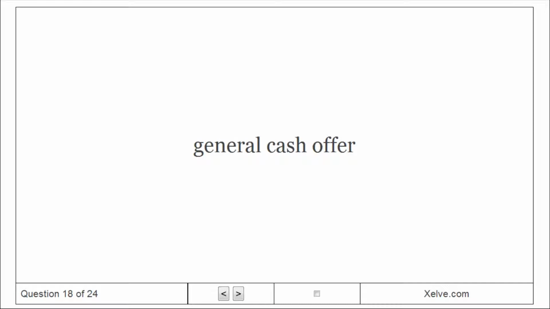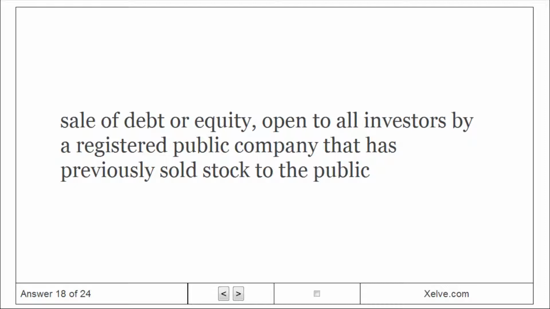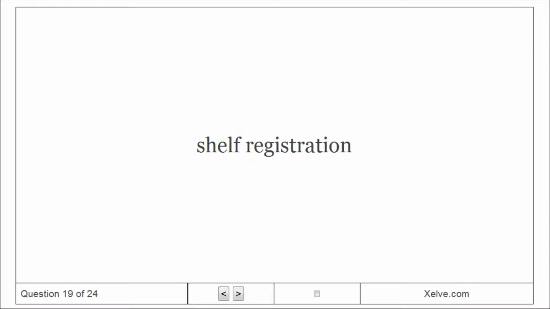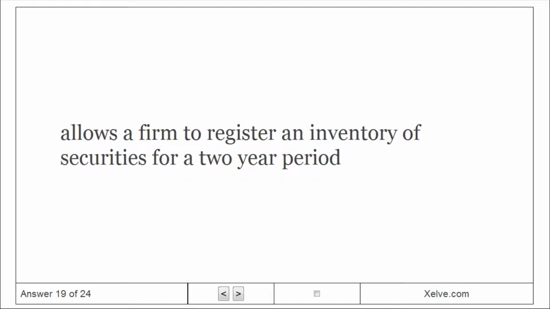General cash offer: sale of debt or equity, open to all investors by a registered public company that has previously sold stock to the public. Shelf registration: allows a firm to register an inventory of securities for a 2-year period.